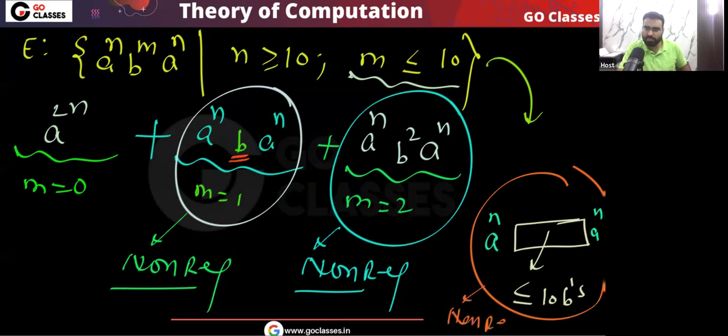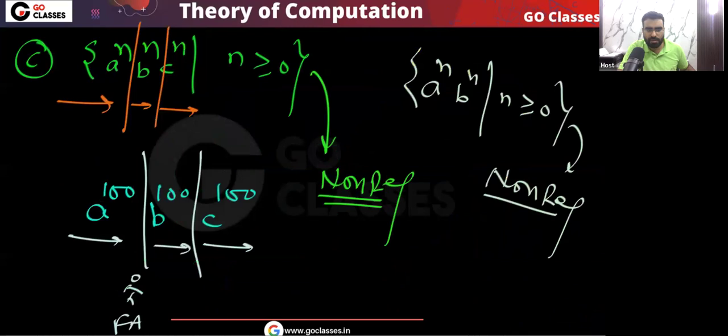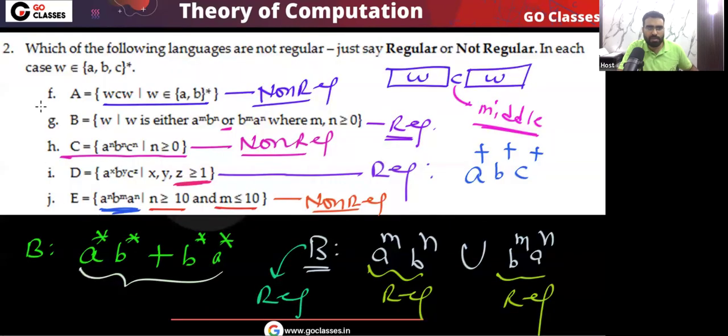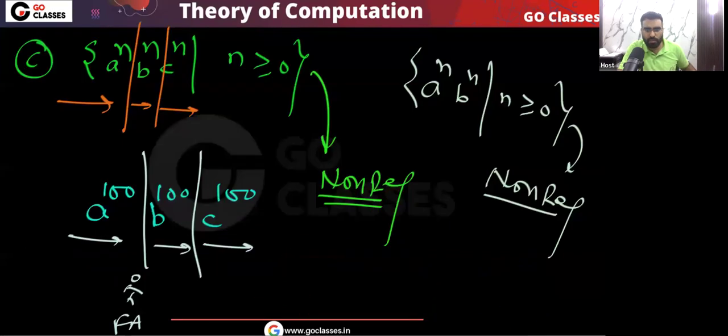So very simple point, remember, in between you can have at most 10 b's. Because m is less than equal to 10, so you can have at most 10 b's here. But before that a power n, after that a power n. So this is a non-regular. Very simple point. So I hope you understood all of them. So this question also we have done. Now let's move on.